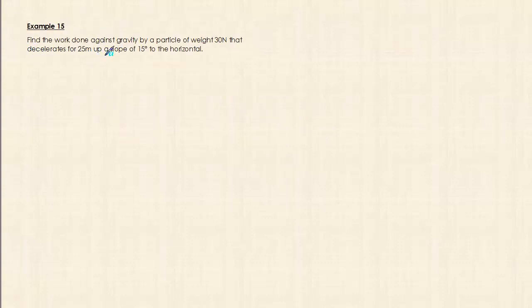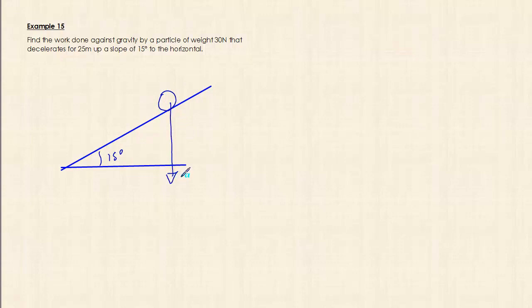Find the work done against gravity by a particle of weight 30 newtons that decelerates for 25 meters up a slope of 15 degrees to the horizontal. Let's just draw that. So there's our slope and there's the horizontal. And we know that this is 15 degrees. And here's the particle sitting on the slope. And its weight, of course, will act directly downwards. It's decelerating as it comes up the slope here.